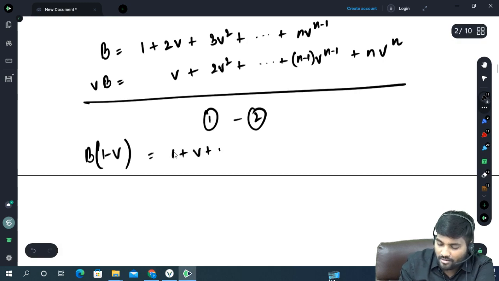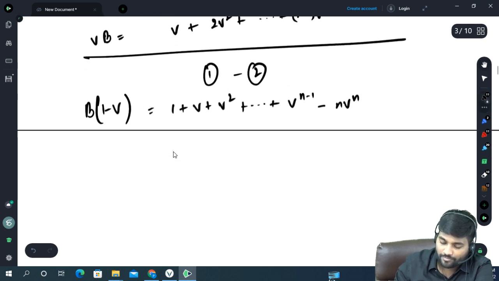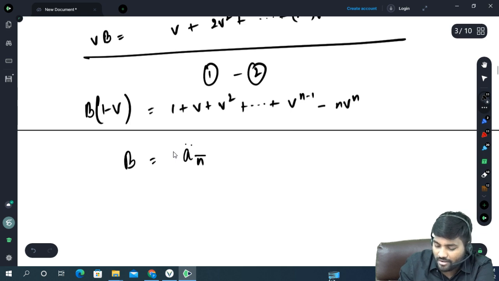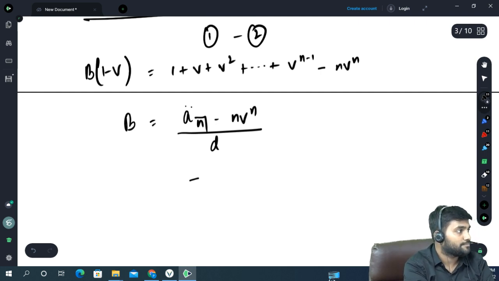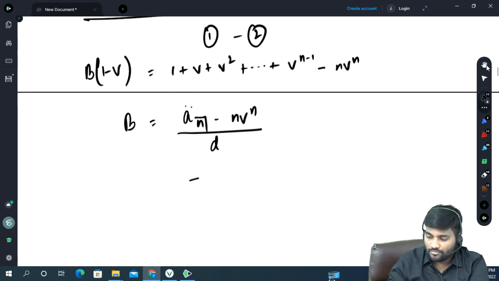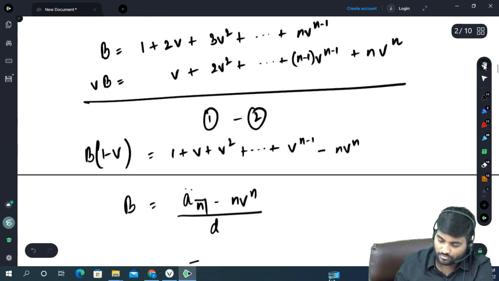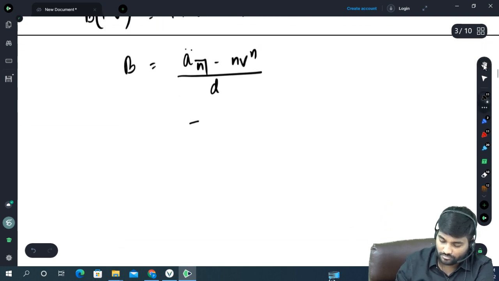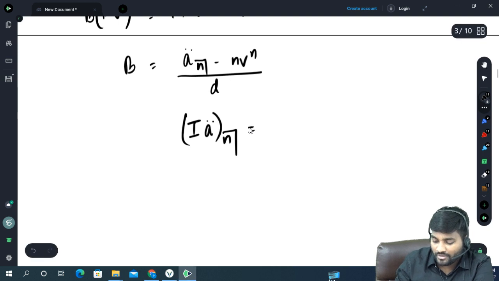So this is equal to 1 plus v plus v square plus dot dot dot plus v to the power n minus 1 minus n v to the power n. Okay. So b is equal to (ä n minus n v to the power n) by 1 minus v, which is d. Clear? So what are we getting? Ia due n is the present value in advance formula. So this is (ä n minus n v to the power n) by d.